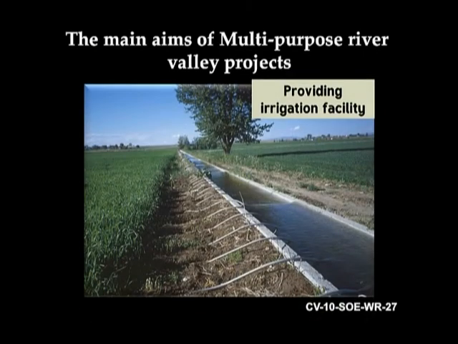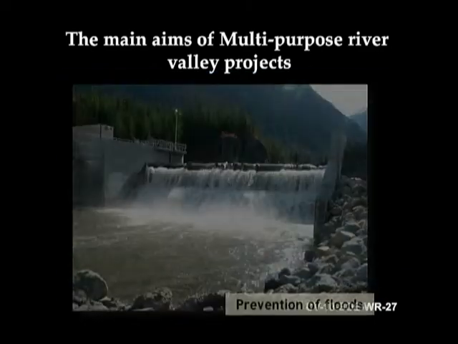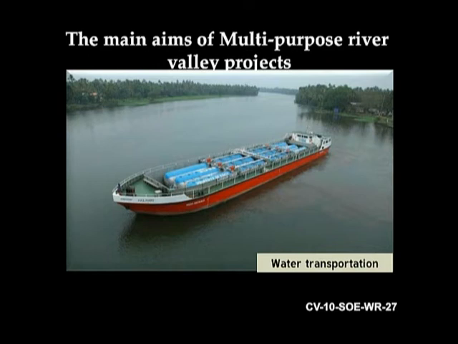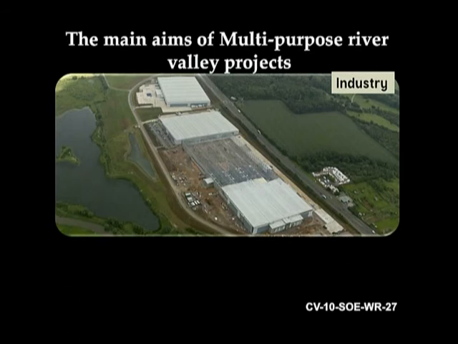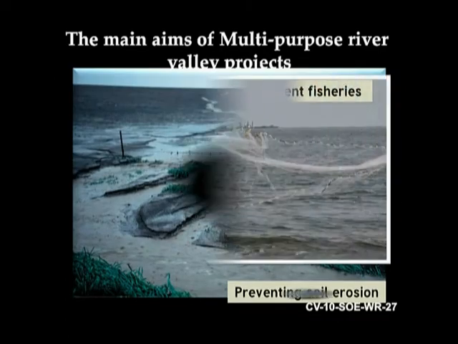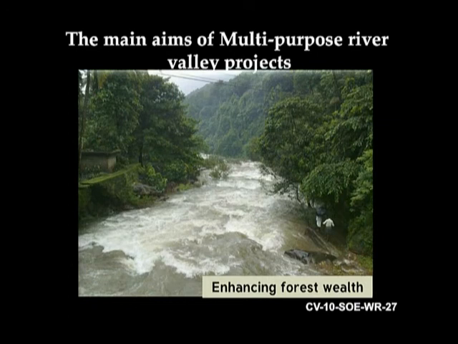1. Providing irrigation facility. 2. Production of hydroelectric power. 3. Prevention of floods. 4. Creation of facility for water transportation. 5. Providing water for domestic and industrial use. 6. Preventing soil erosion. 7. Developing fisheries. 8. Enhancing forest wealth. Now let us look at the multi-purpose river valley projects in India.